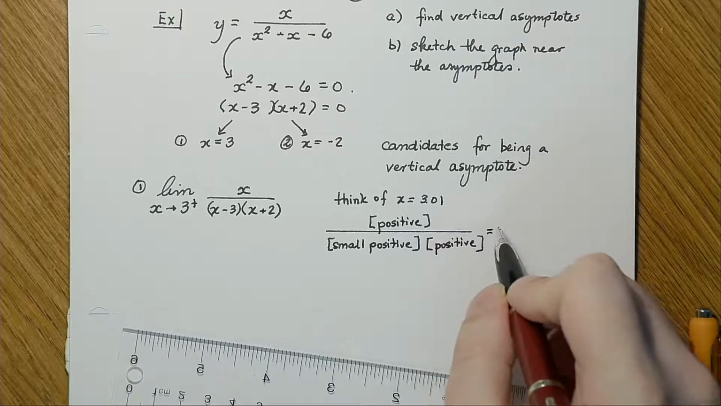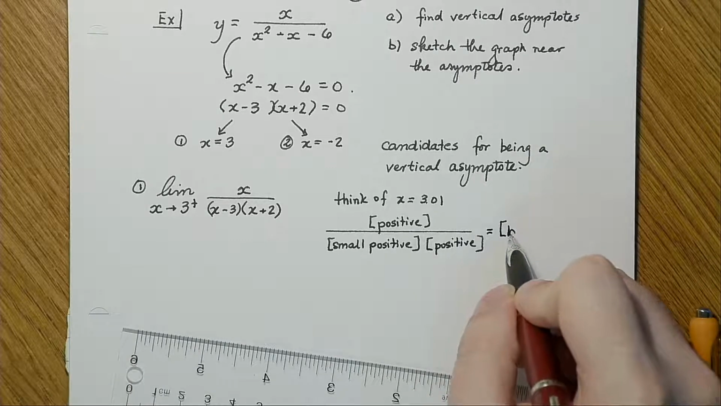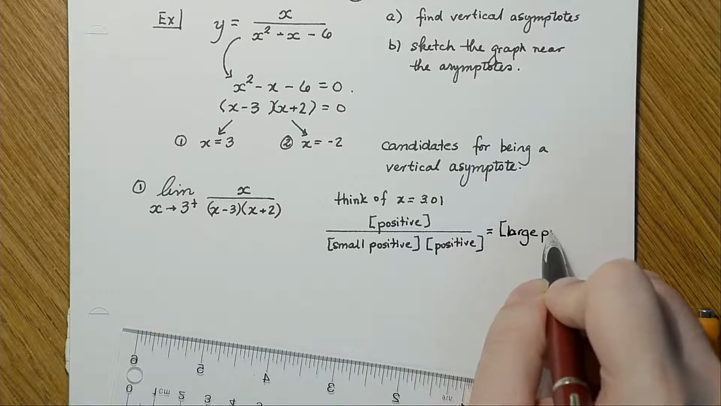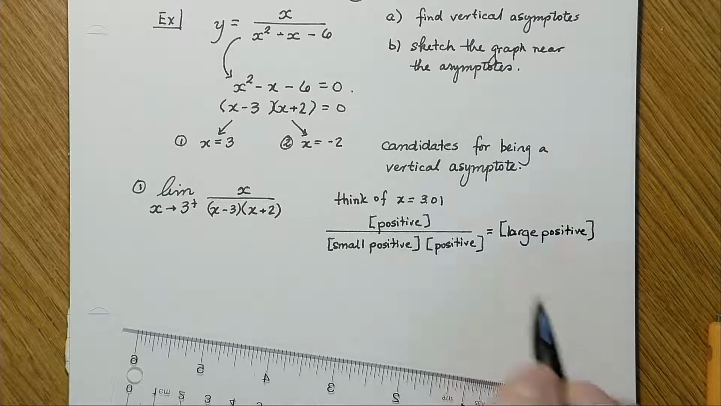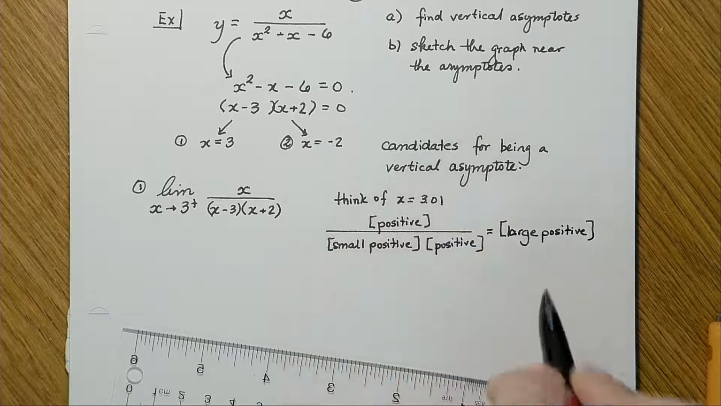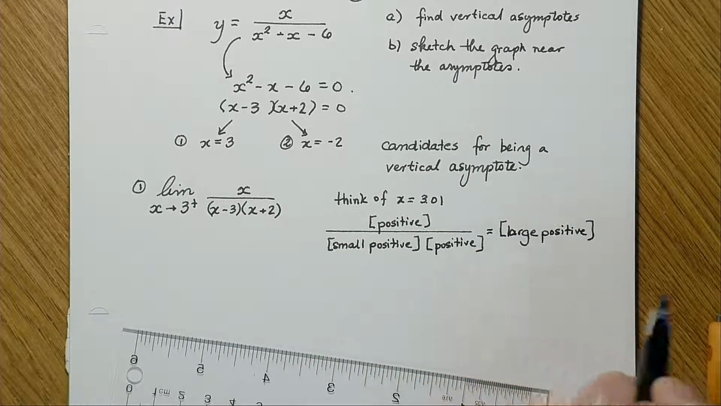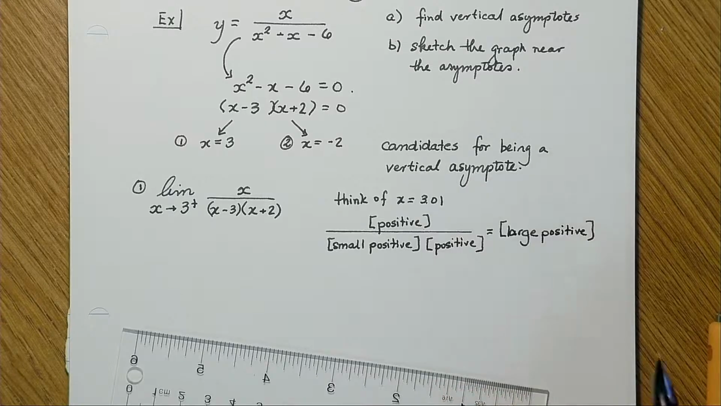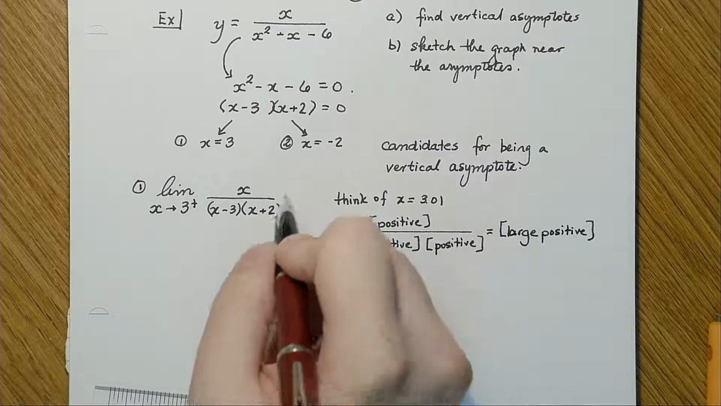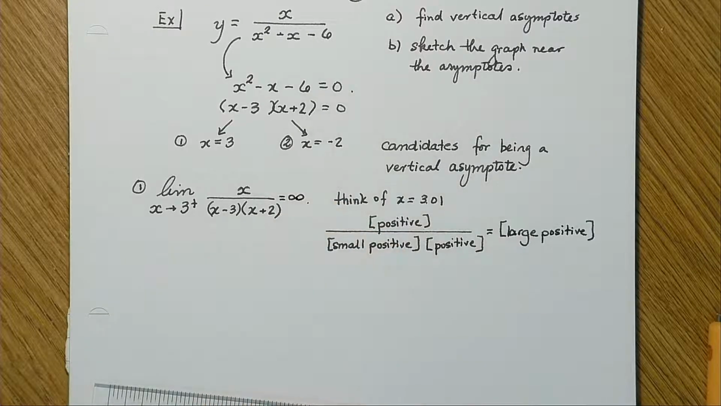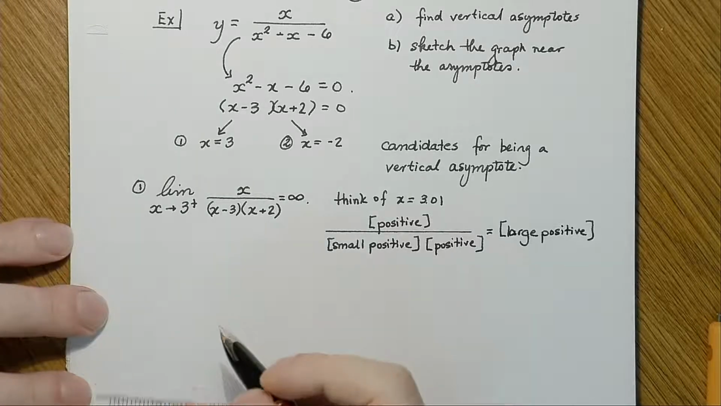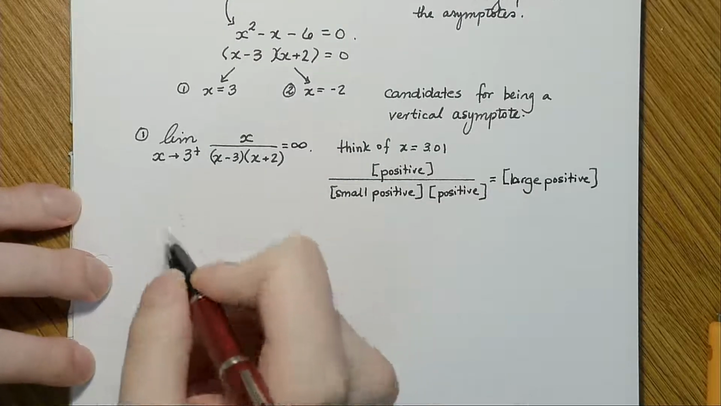So that means I have a large positive value. And again, as this gets closer and closer to 3, this is going to get larger and larger and larger, which means that it's tending to infinity. So that means that this is equal to infinity.